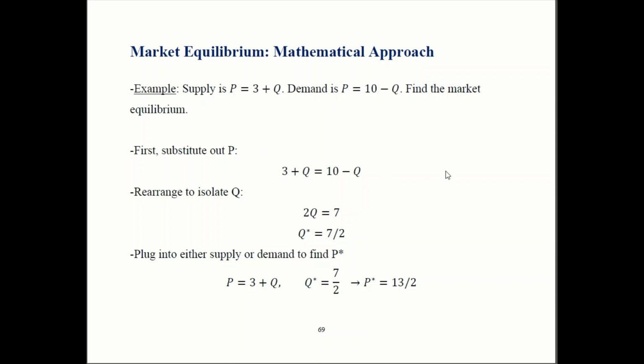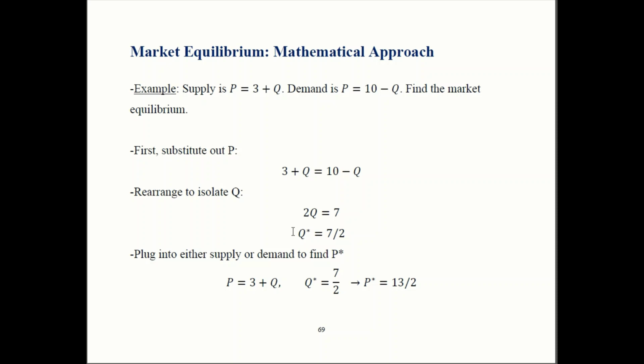We can do some reshuffling. So I subtracted 3 from both sides to get the 7 over here. Then I added Q to both sides, so I get 2Q. Last step is to divide both sides by 2, and I get Q equals 7 over 2. This is the solution. This is the equilibrium. So I give it a star, so I call it Q star is 7 over 2, which is 3.5.